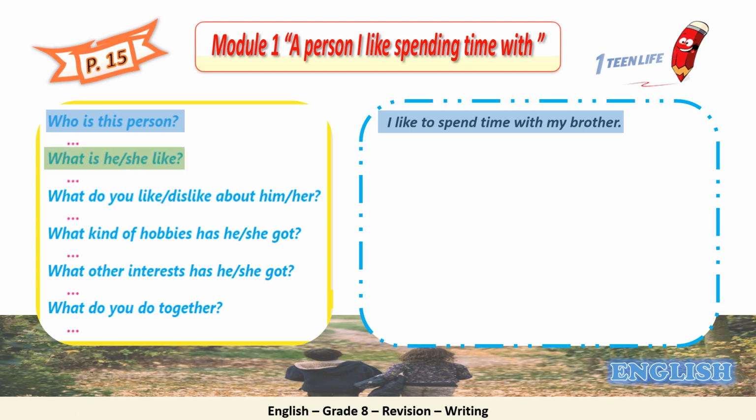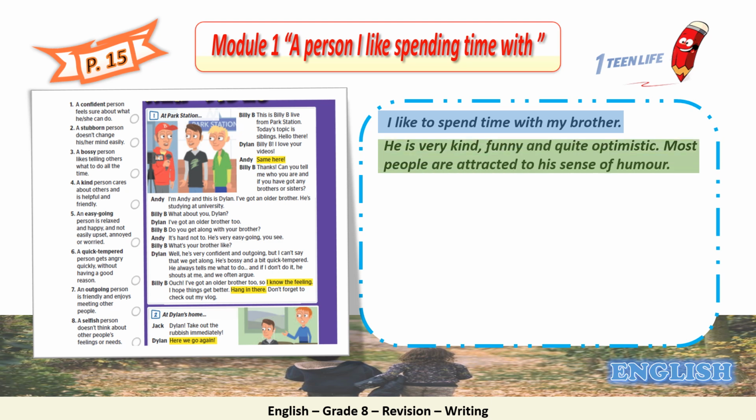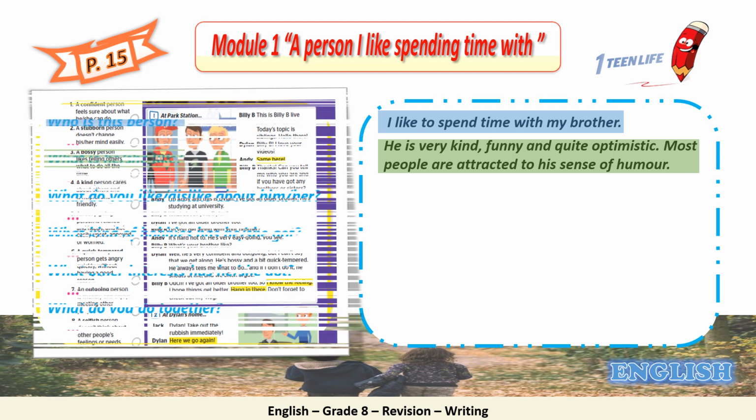What is he or she like? This question is about personality. So what can you say when describing a person's personality? You have learned a lot of adjectives in Module 1 that you can use to describe one's personality. He is very kind, funny, and quite optimistic, for example. Add more details and say, most people are attracted to his sense of humor.